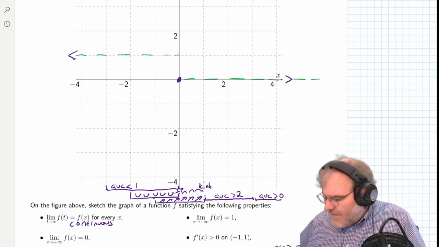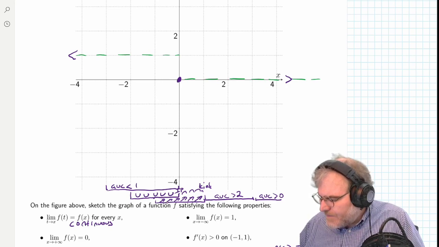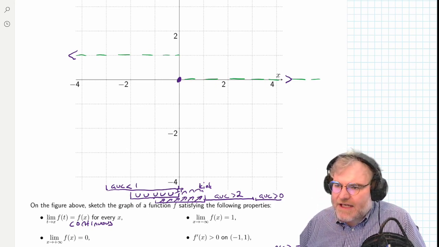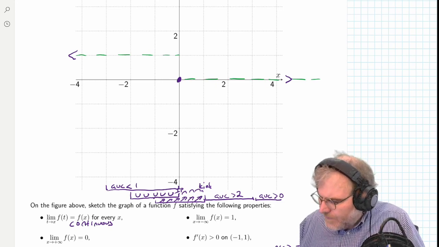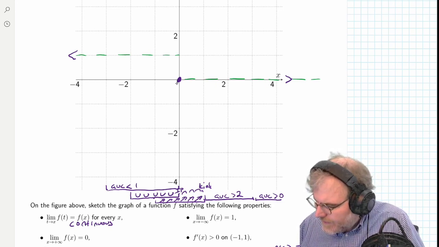Okay? I've got a point. I've got to be increasing. That means I need to go down this way. I've got concave up. I've got concave down. This is where all the action is. All right, so let's deal with the places where the action is.